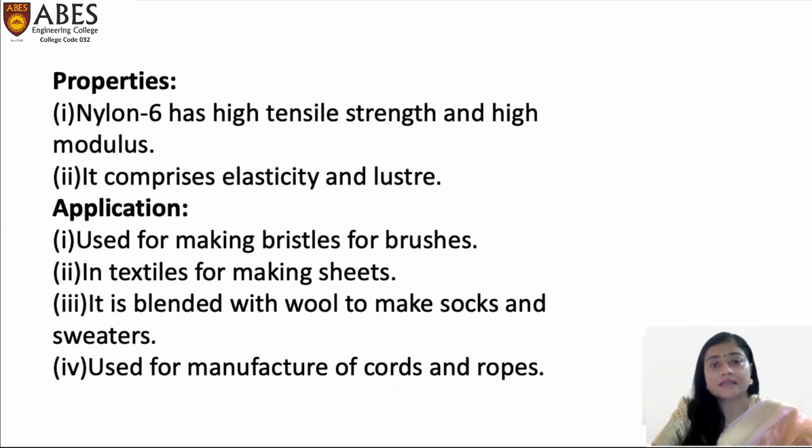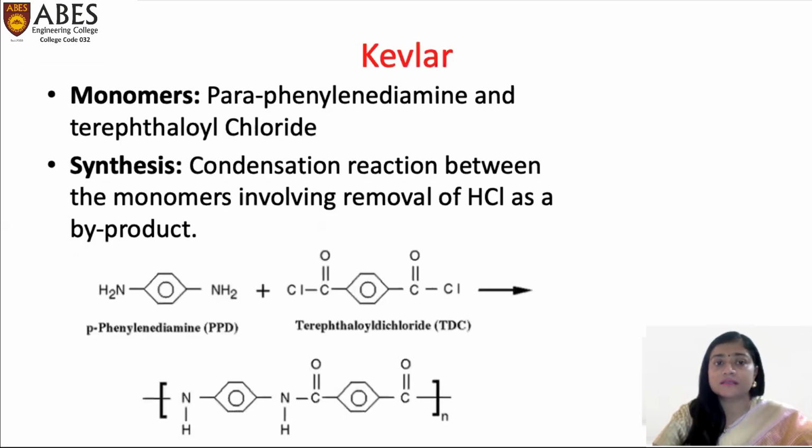Nylon 6 has high tensile strength and high modulus. It comprises elasticity and luster. The application includes uses for making bristles of brushes and, in textiles, for making sheets. It is blended with wool to make socks and sweaters, and it is used for the manufacture of cords and ropes. Popularly, these are the major applications of nylon 6.